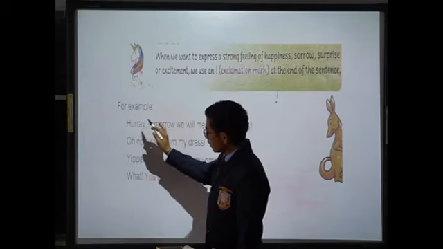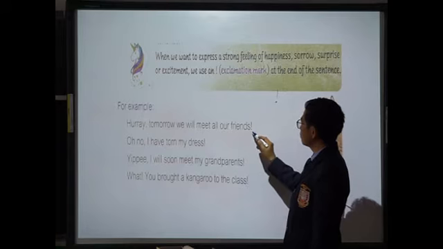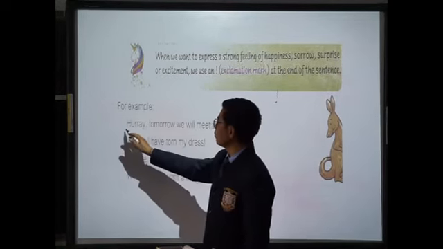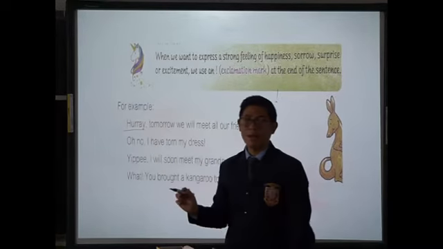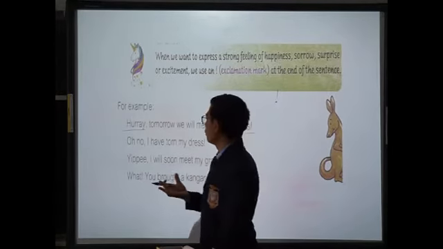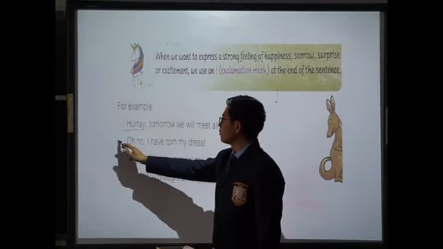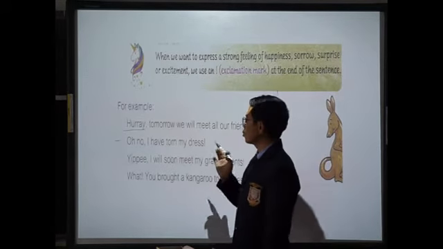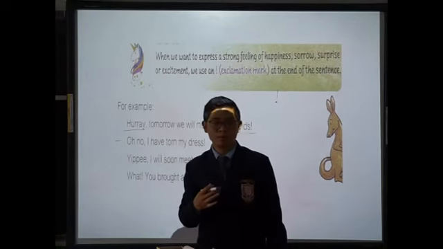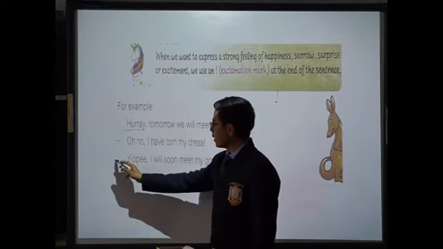For example, hooray, tomorrow we will meet all our friends. As you can see, exclamation mark, hooray. This is the time when we are happy. We use this exclamation when we are happy. Hooray! We have won the match, isn't it? Now, this kind of words. Second one: Oh, no! I have torn my dress. You can see? Exclamation mark. Oh, no! This kind of surprise. Okay? Surprise.